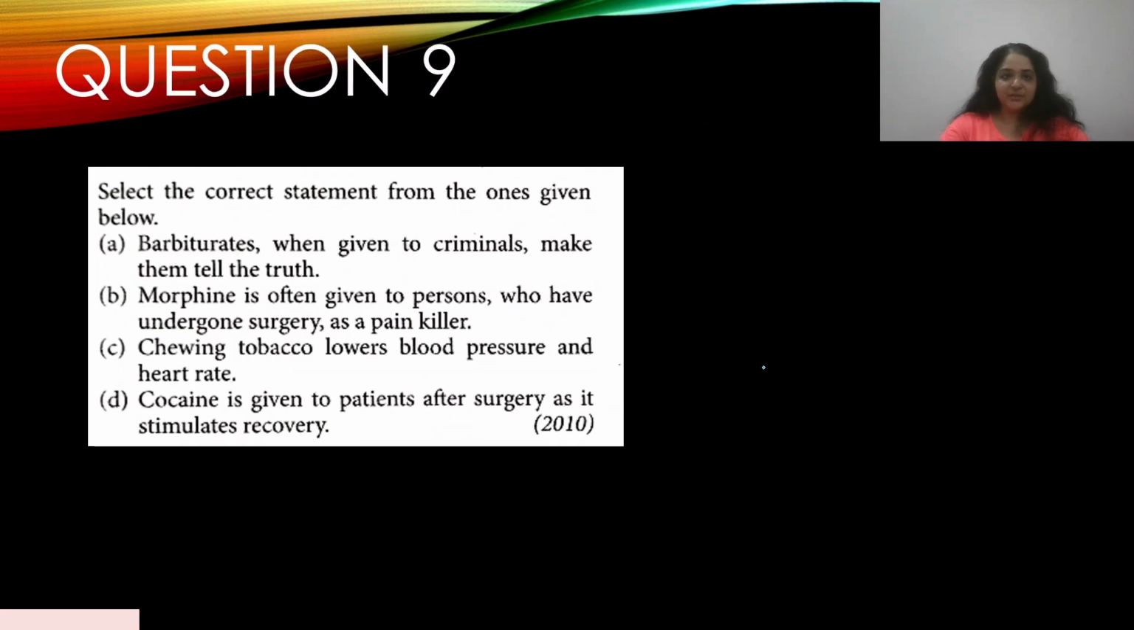Alright, so question number 9. Select the correct statement from the ones given below. This appeared in the year 2010. A. Barbiturates, when given to criminals, make them tell the truth. I doubt that. B. Morphine is often given to persons who have undergone surgery as a painkiller. Yes, morphine does play a very big role in pain relieving. C. Chewing tobacco lowers blood pressure and heart rate. No. D. Cocaine is given to patients after surgery as it stimulates recovery. No, definitely no. Okay, so you have to choose the correct statement, right? So the answer here is B.